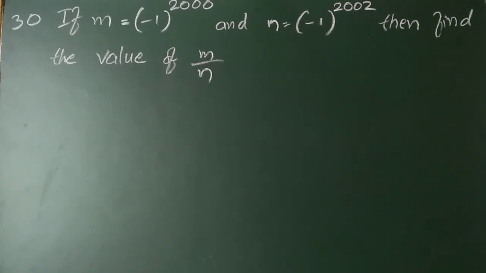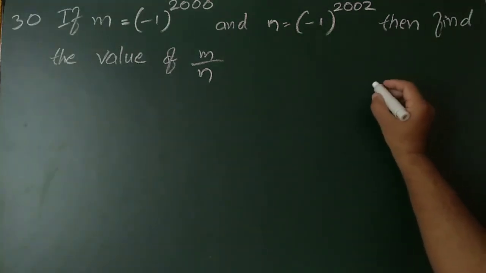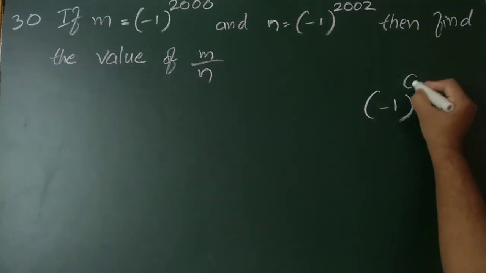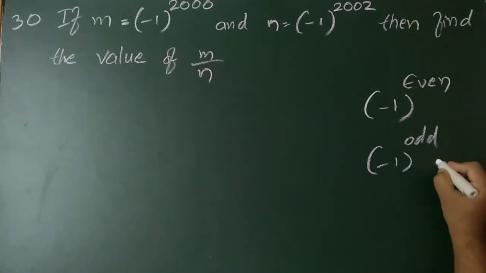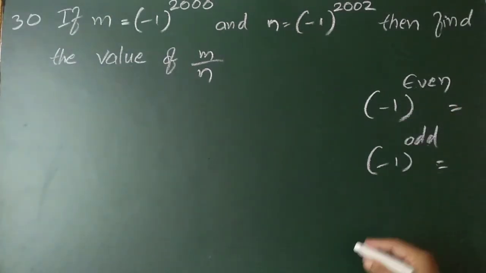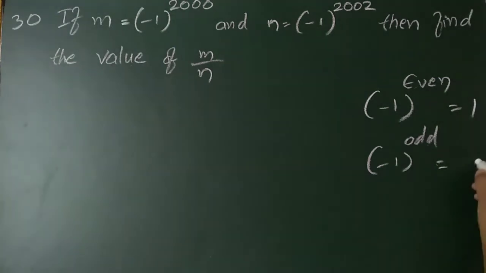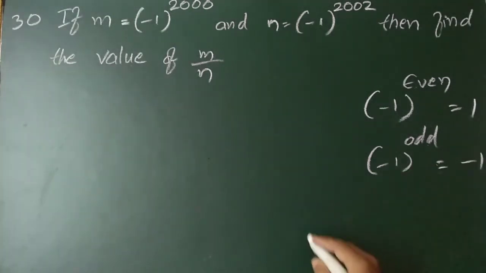If m equals minus 1 to the power 2000 and n equals minus 1 to the power 2002, then find the value of m by n. Before going for the problem, let us recall the principle I gave in a previous video. Minus 1 to the power of an even number and minus 1 to the power of an odd number: for an even number the answer is always positive, for an odd number always negative. I already explained this in a previous video.